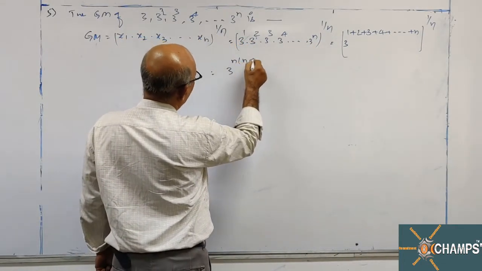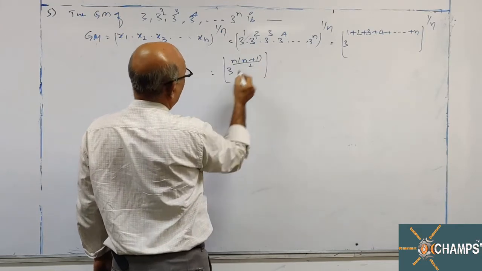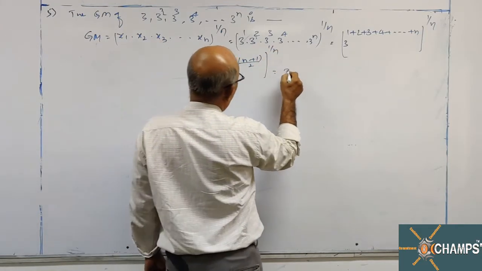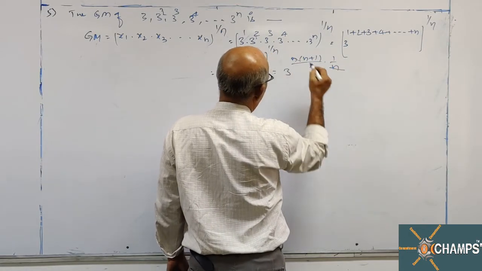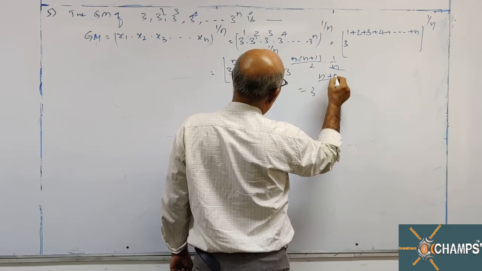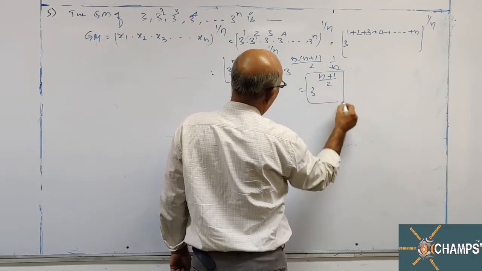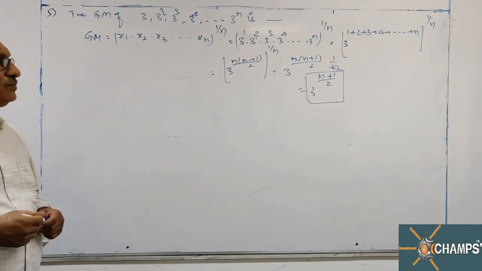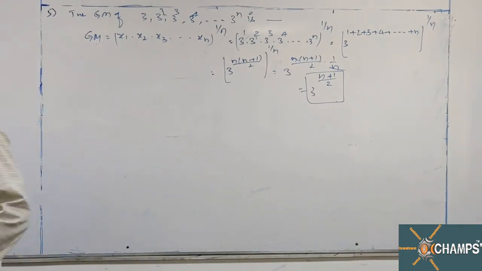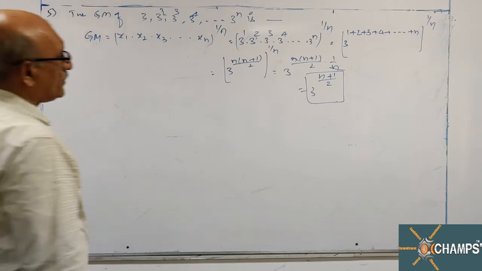3 to the power n into n plus 1 by 2 whole to the power 1 by n. 3 power n into n plus 1 by 2 into 1 by n. 3 to the power n plus 1 by 2. Geometric mean is equal to 3 to the power n plus 1 by 2. Okay.